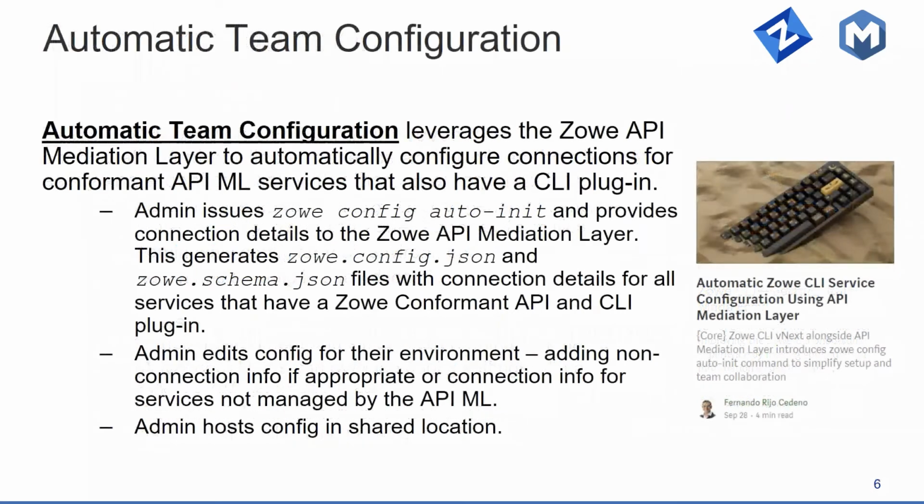We set out to make this even easier with automatic team configuration. So the remaining problem after we came up with team configuration is it was still challenging for those few people to set this up. And we thought, how could we make this better? Well, we decided we would leverage the Zowe API mediation layer to automatically create the Zowe config JSON. So if you do have the Zowe API mediation layer rolled out, all you will have to do as an administrator is run a Zowe config auto-init command, provide the connection details of just the API mediation layer, so just that single service, and then it'll gather all the information for connecting to services through it.